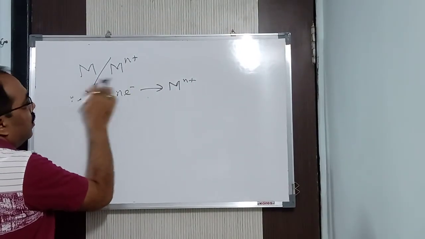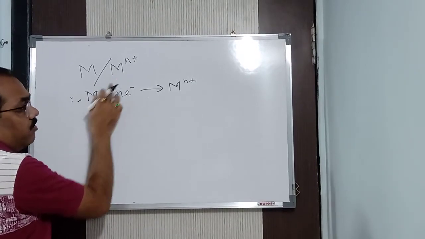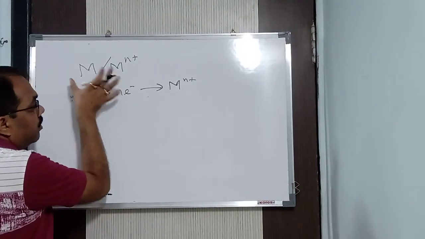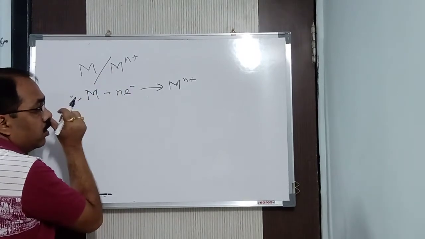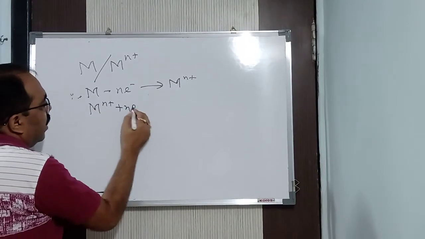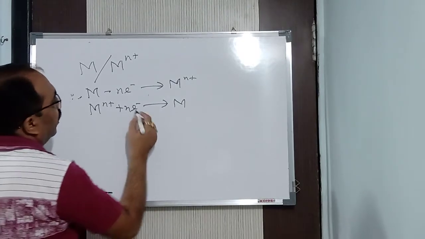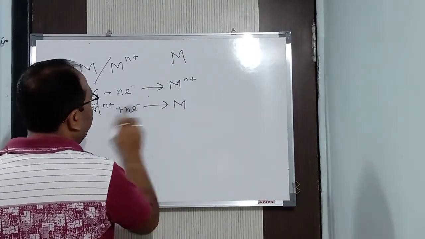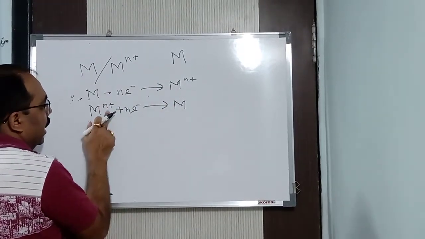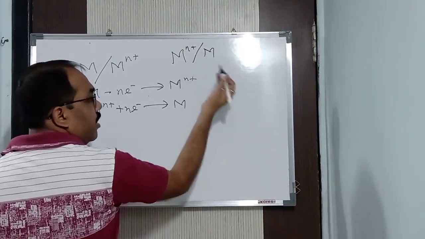M/Mn plus is a shortcut way of representing the oxidation reaction, which should always be written on the left hand side while representing a cell. Left hand side, listen carefully. The oxidation reaction, that is the reaction taking place at the anode, should always be written on the left hand side. Now reduction is what? Mn plus plus ne minus will give you M. This is the reduction reaction. Now it should be written on the right hand side. That means Mn plus to M. Here what you got? M to Mn plus by loss of electrons. And Mn plus to M is by gain of electrons. So what will you write? Mn plus to M. This is a general representation I am showing you.